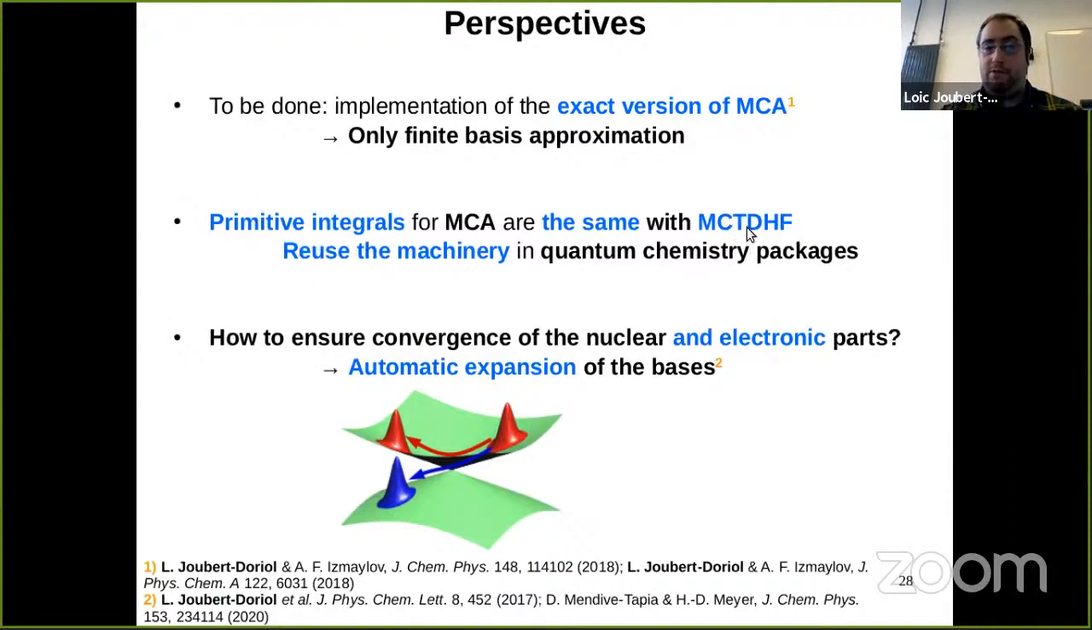So all this work would be transposable directly to the simulation of attosecond processes. And we can reuse all this machinery that was developed in quantum chemistry packages. We just need to interface it. And finally, I talked about the automatic expansion of the basis, and this can also be done for the electronic part. This is actually coming from a very recent paper by Hans-Dieter Meyer. So I encourage you also, if you're interested in that, to look at this paper.